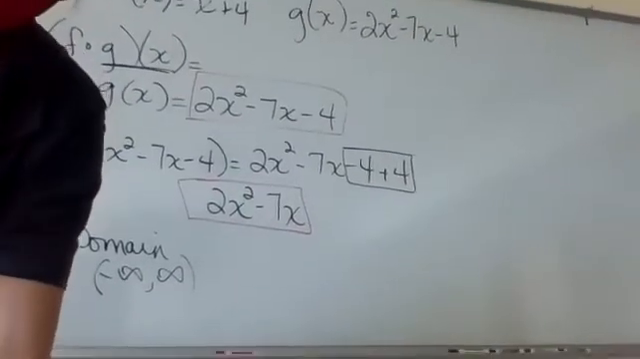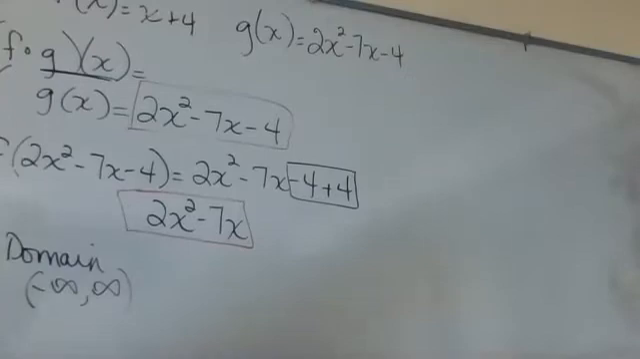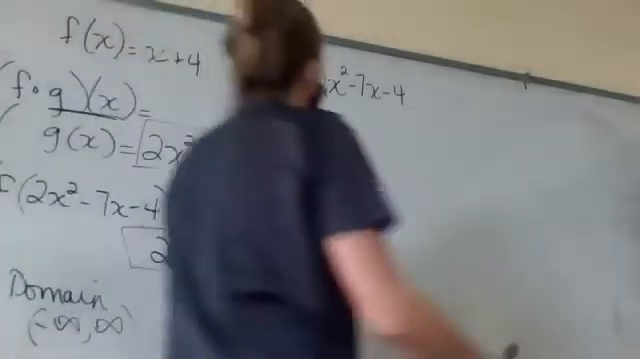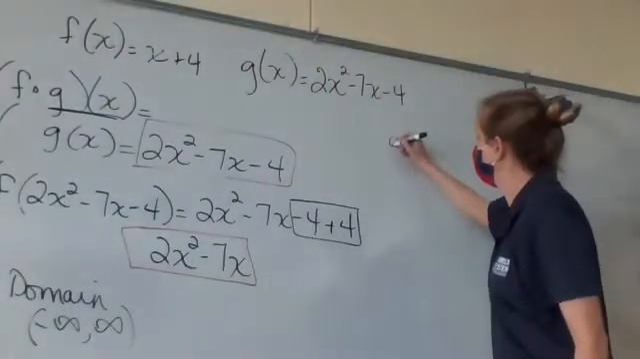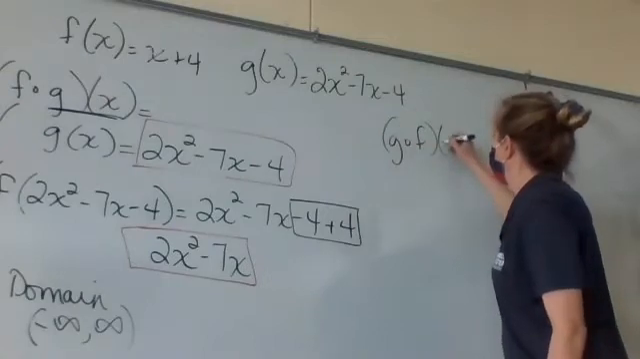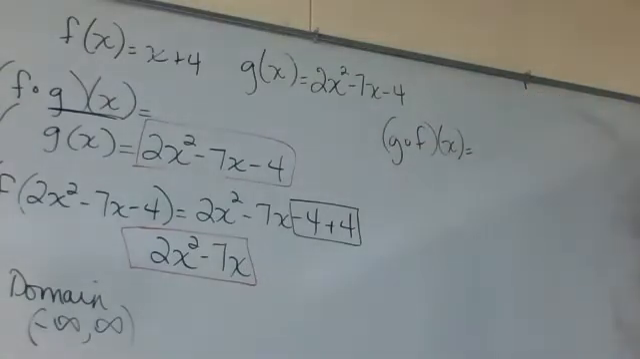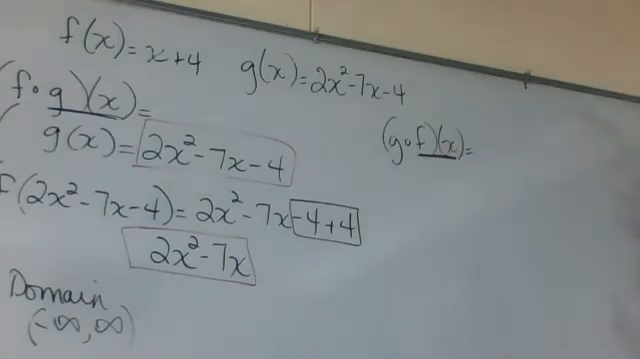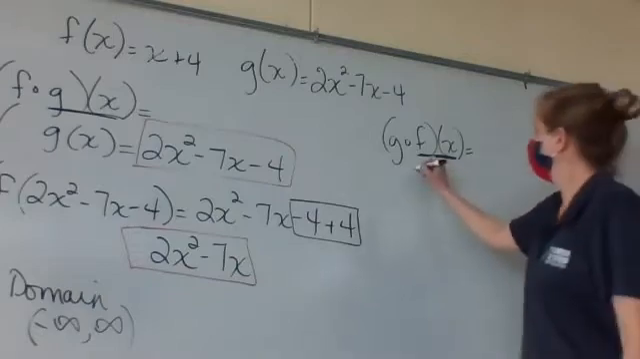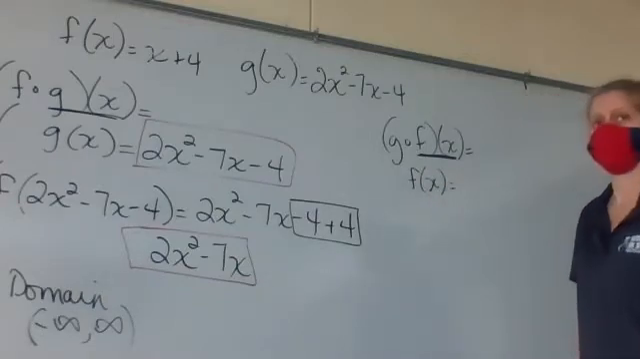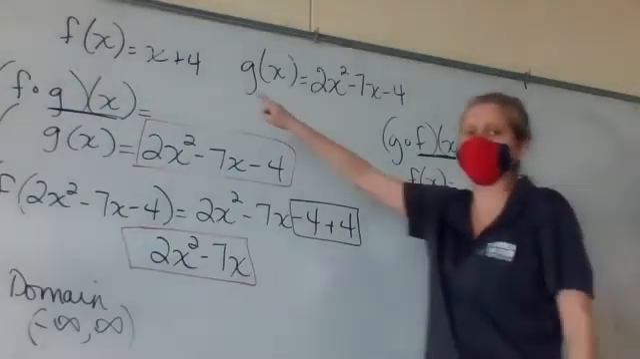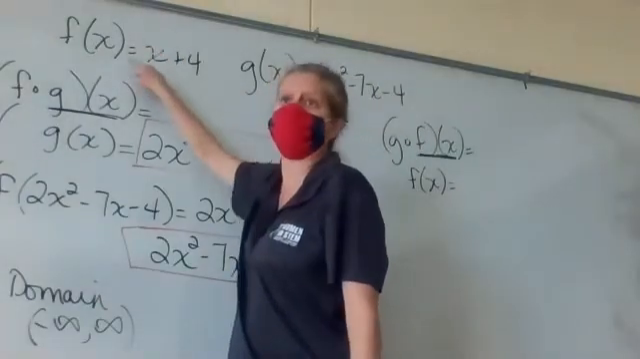All right, I'm going to find the other way around, which is a little more work. I'm going to find g of f of x. All right, inside first, f of x. Again, this is the easiest part of the problem, right? I need to know what f of x is. Well, the problem told me what f of x was. It's x plus 4.